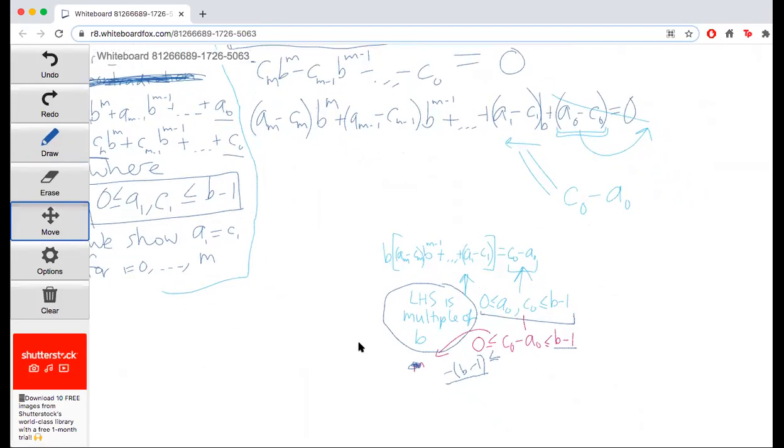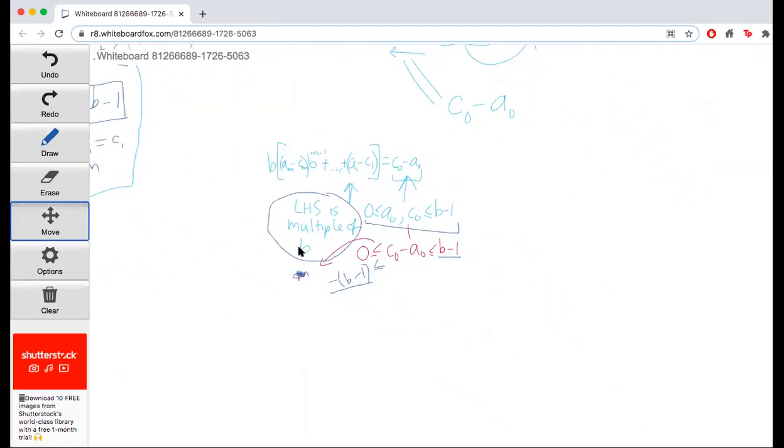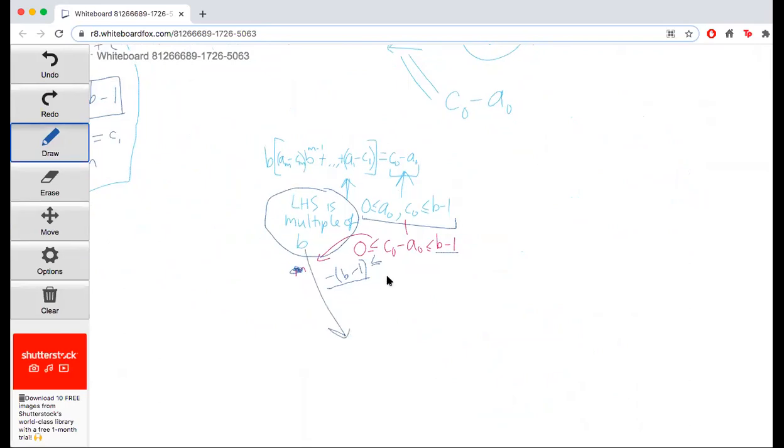So basically this condition together with this range condition gives me the fact that C0 minus A0 equals 0, which means C0 equals A0. Yay.